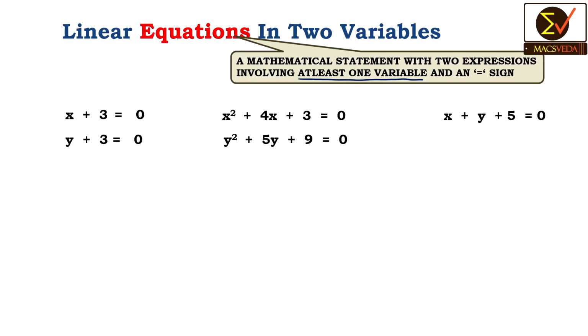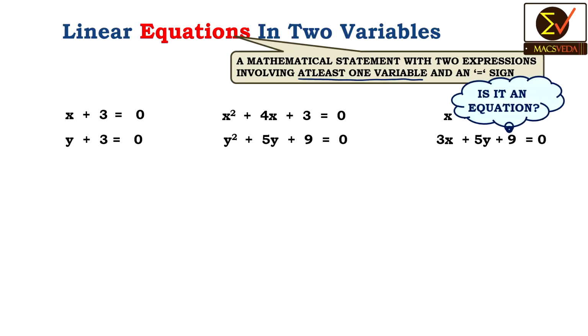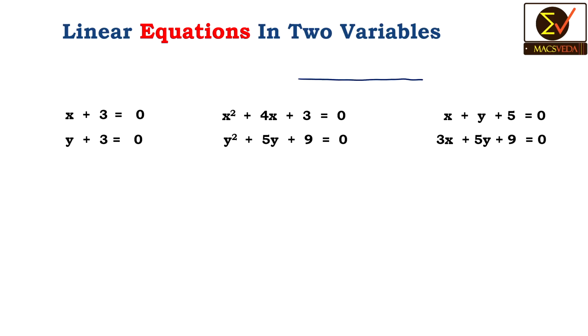What about this? Here we are having two variables. At least one variable means one or more variables. So it is an equation involving two variables. Yes, it is an equation. What about this? Yes, we are having two expressions which are equated and there are two variables involved. Wonderful. It is also an equation.